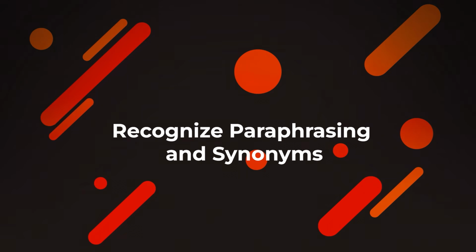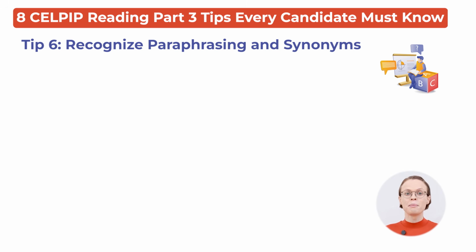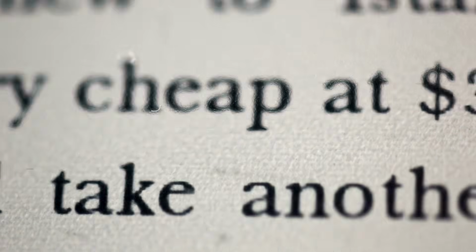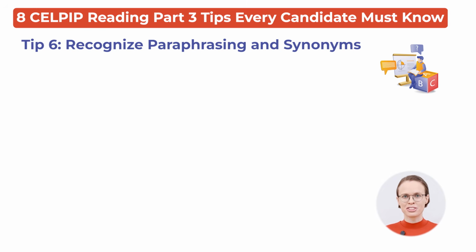One of the most important skills for achieving CLB 9 and above in Reading Part 3 is recognizing paraphrasing and synonyms. The CELPIP deliberately tests whether you understand meaning rather than just matching words. This means the questions frequently use different words and phrases than what appears in the passage itself. Let's take a look at question 9.